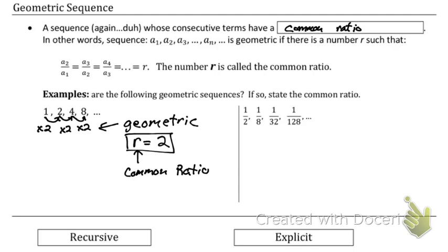But sometimes it's easier to leave it as your exact fraction. To get from 1/2 to 1/8, you're going to multiply by 1/4. To get from 1/8 to 1/32, we'd multiply by 1/4. And finally, we would multiply by 1/4. So since we're multiplying by the same number, it is in fact geometric, with a common ratio of r equals 1/4.